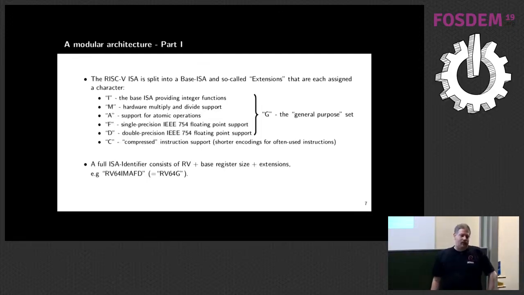Then there's the compressed instruction set, which is actually not new instructions, but a shorter encoding for existing instructions. Normal instructions in RISC-V are 32 bits long. The compressed instructions provide a selected set of instructions with a shorter 16-bit encoding, which has the advantage of having less cache pressure, having less memory bandwidth requirements, better performance.